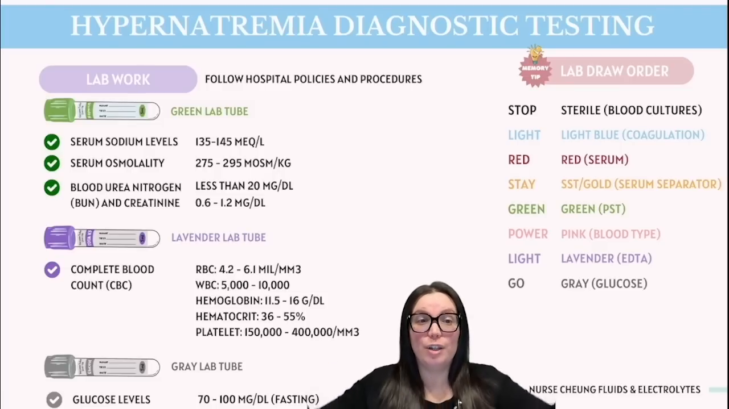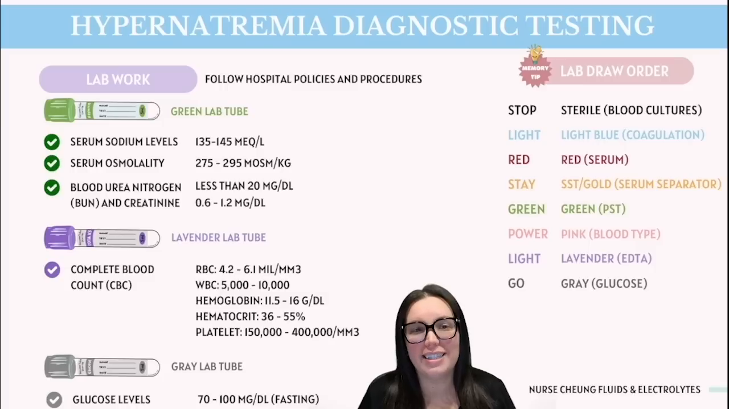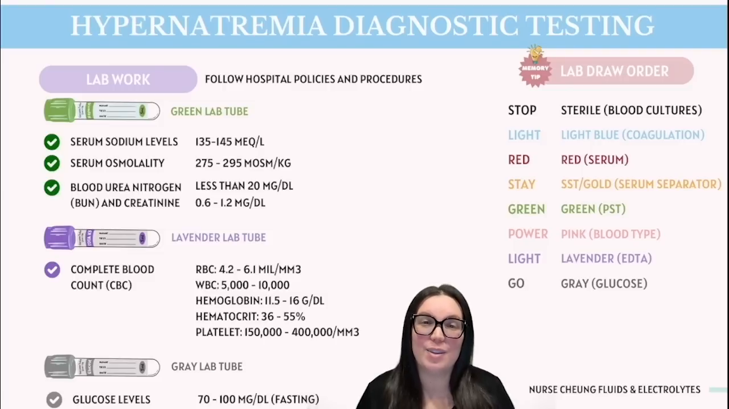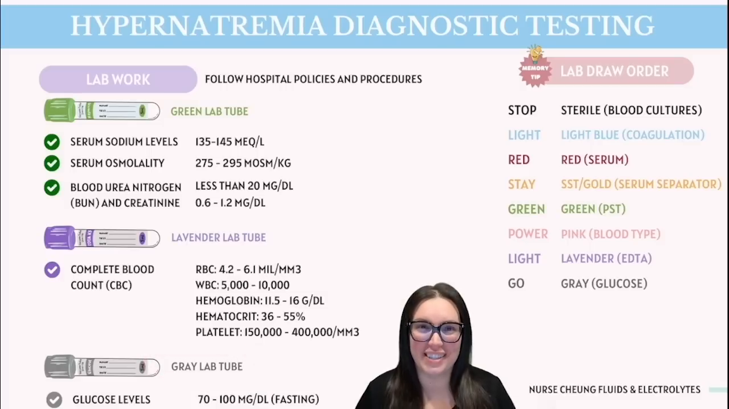The same thing happens with our hematocrit and our hemoglobin. When the blood volume decreases due to dehydration, the proportion of red blood cells to the rest of the blood is going to increase. So you're going to see a rise in those numbers when you look at your lab results. And lastly, we're going to look at our gray tube, which is going to test our glucose levels.